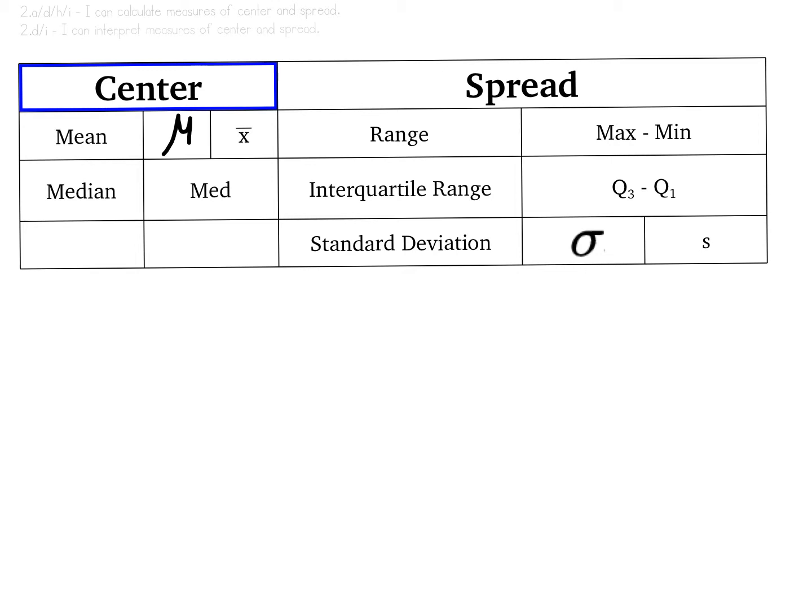So for spread, we have range, we have interquartile range, and we have standard deviation. And we're going to explore those a little bit further as we move through this. But for range, we find the range by taking the maximum minus the minimum. We find the interquartile range by finding the range between the 2 quartiles, so Q3 and Q1. And then standard deviation, like mean, this is the population standard deviation, and this is the sample standard deviation. So we'll be looking at both. And we're going to talk more about what standard deviation means in just a little bit.